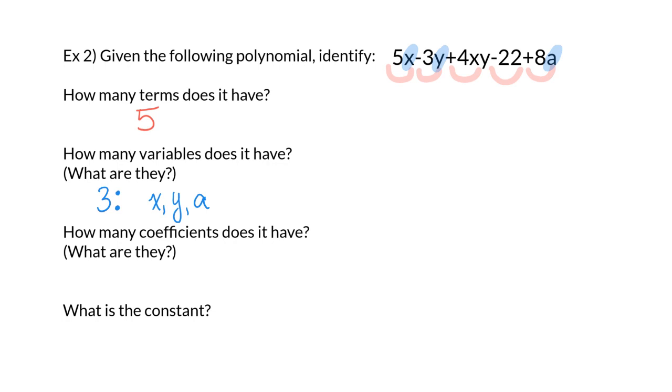Next, we're looking for coefficients. So I have 1, 2, 3, 4 coefficients. Positive 5, negative 3, positive 4, and positive 8. And lastly, what is my constant? A number with no letters. My constant is negative 22.